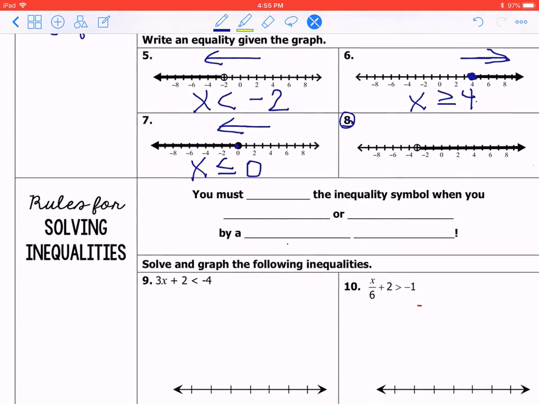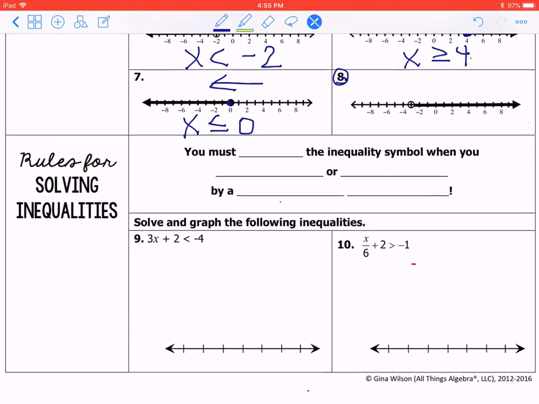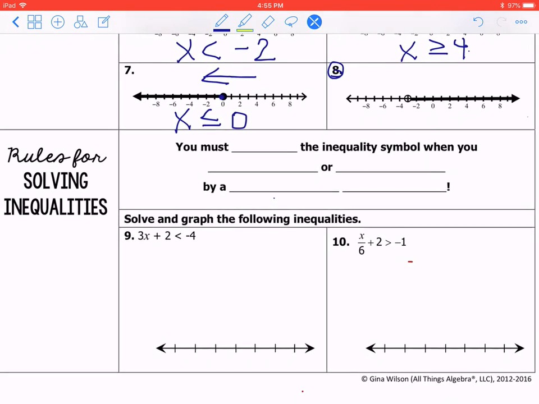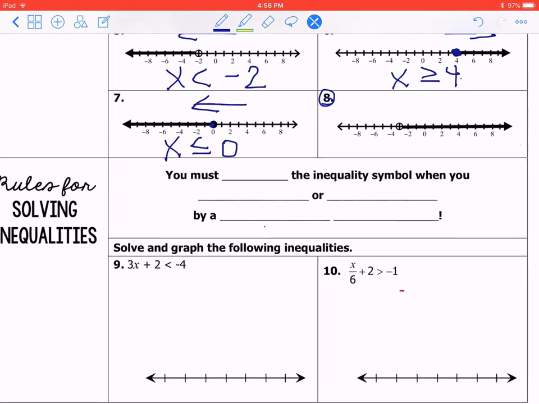Okay, so if we're solving inequalities and not just graphing, we must look at a couple different things. We're going to solve it like they're equations, but then if we multiply or divide by a negative, that means we have to flip our inequality sign. So that's what's going to go in here.